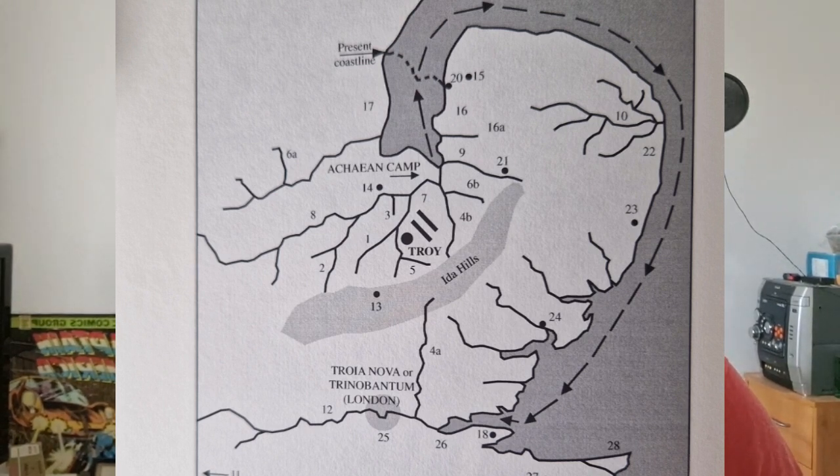So this is the first of two maps we're going to be taking a look at, and as you can see, you've got East Anglia, you've got Trojan or Trinobantium, which is London, in the centre to the south with a shaded circle. Then we have a shaded area, like a band, coming around the city of Troy, which is the Ida Hills, as we've discussed in previous videos. We've also got the Gog Magog Hills and this kind of stuff, where you can see an empty area as well. It says present coastline to the north of the Achaean camp.